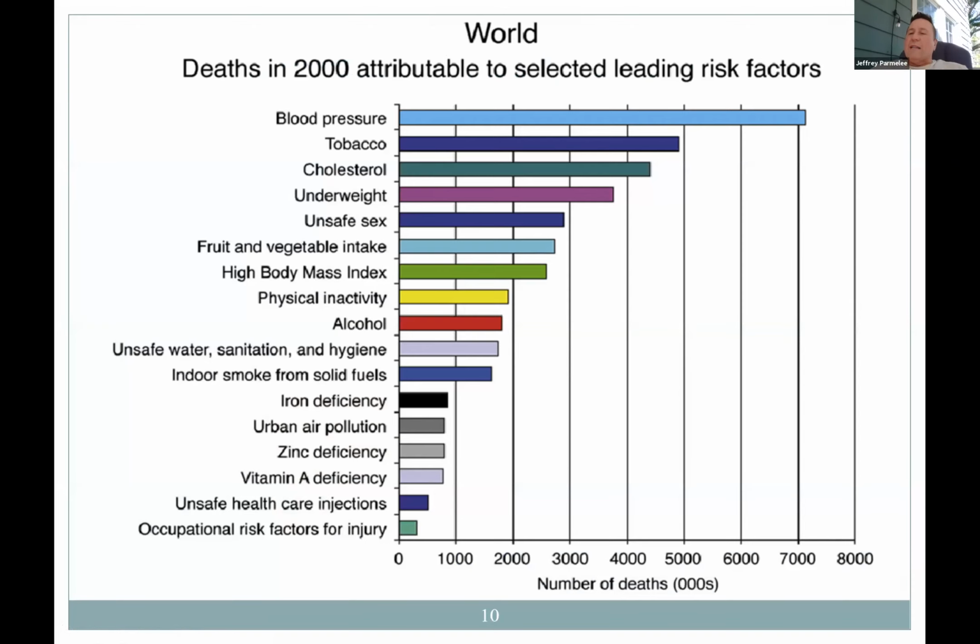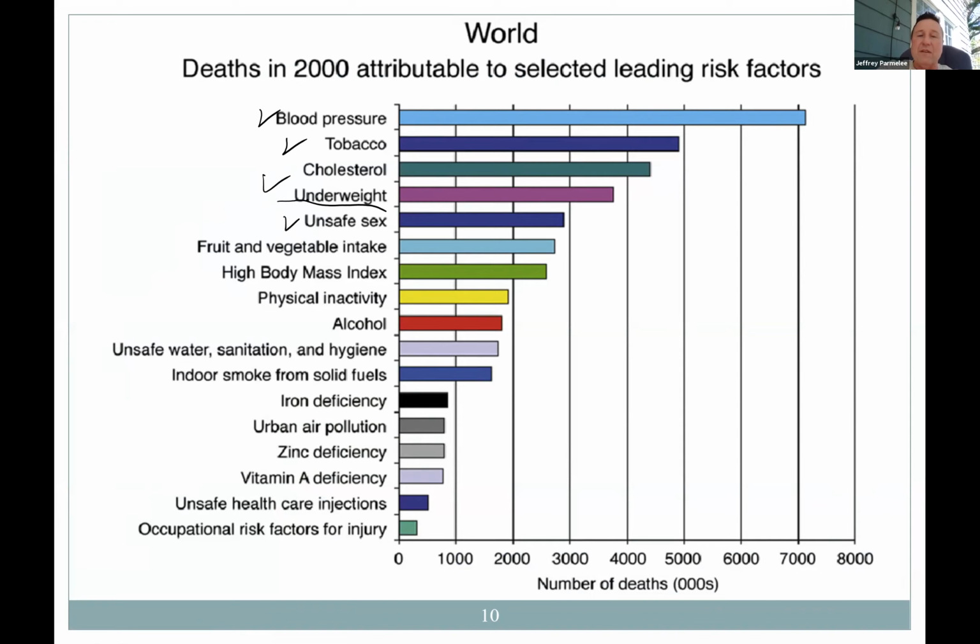So looking at the worldwide, let's look at these risk factors that lead to mortality. So you can see, look at blood pressure is up there, and tobacco. Yeah, see these things, you're all familiar with these, being educated, interested in health: blood pressure, smoking, cholesterol, underweight, which is interesting because there's a lot of obesity in this country.